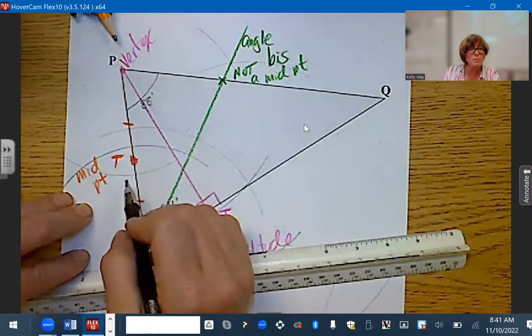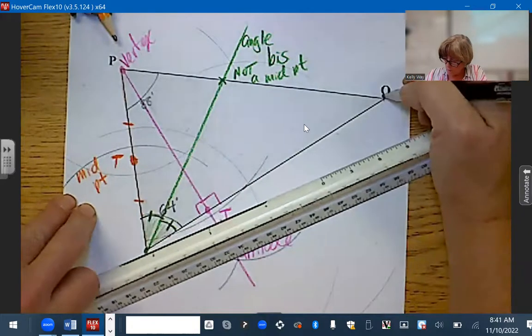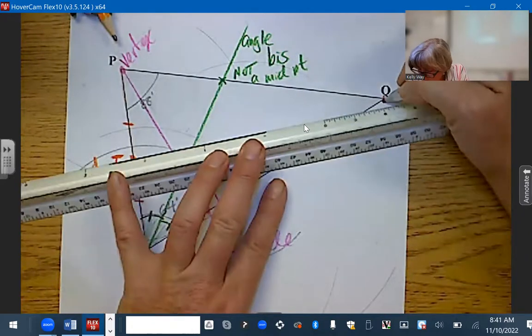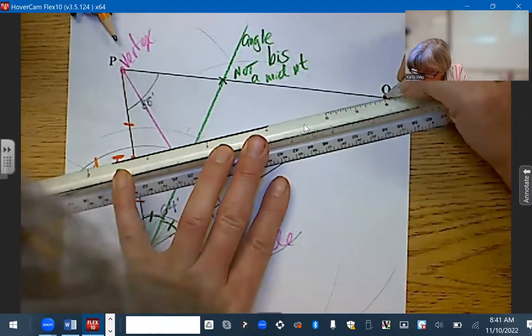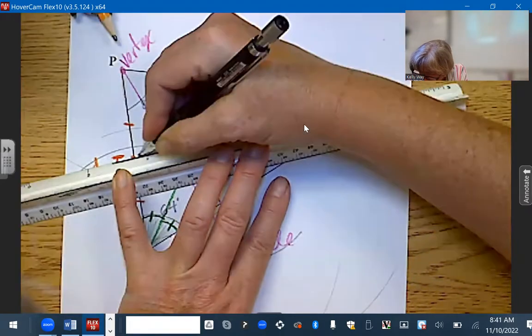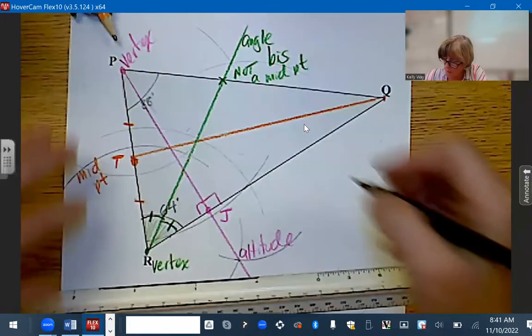And since that's a midpoint, vertex to midpoint, that is a median.